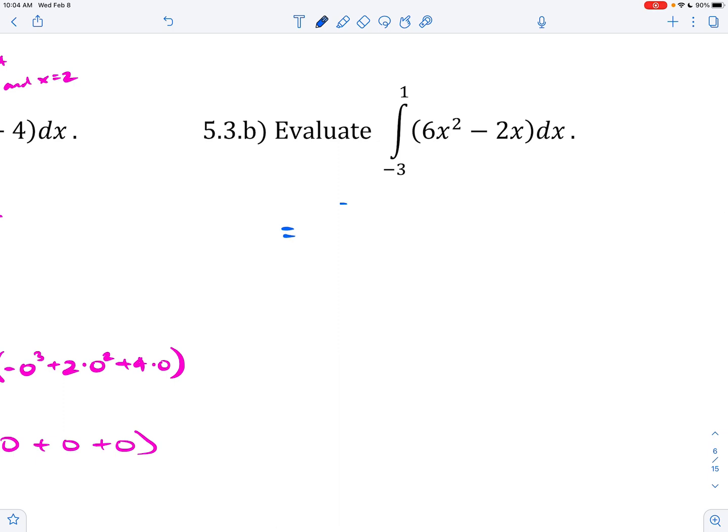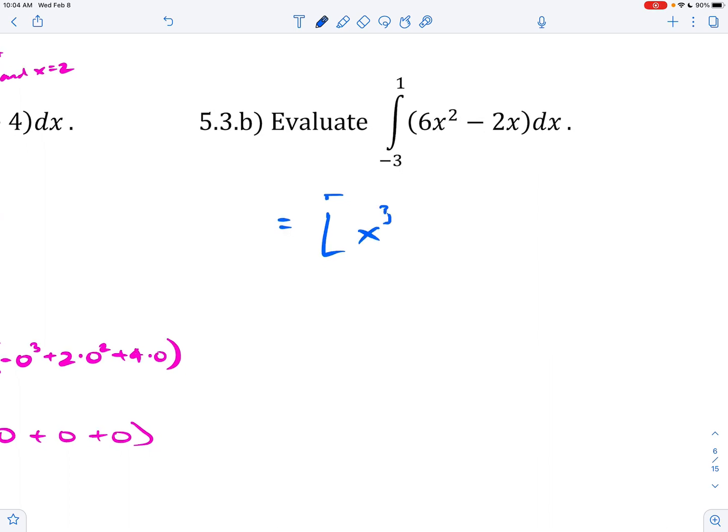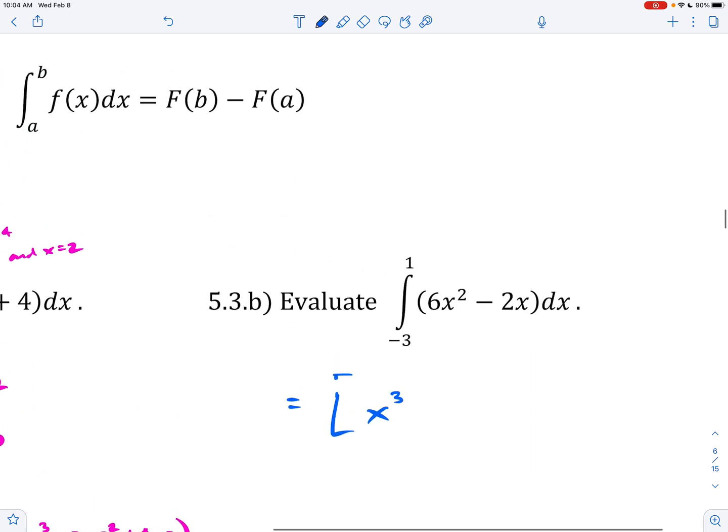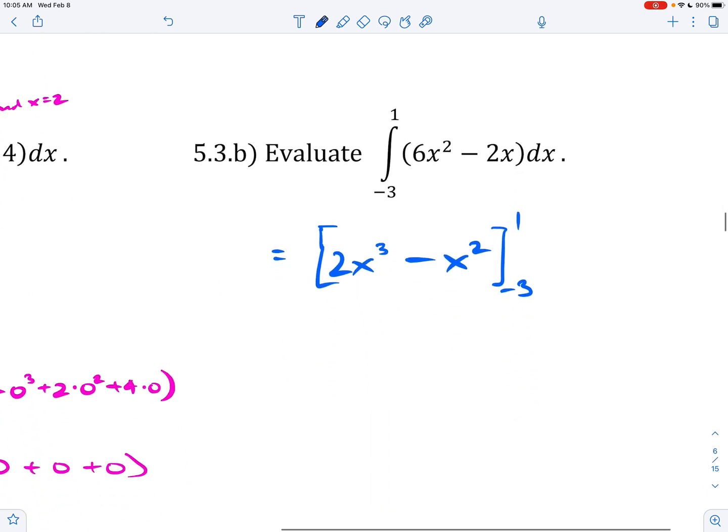So this is equal to the antiderivative of the thing. So that came from x cubed. But it must have been 2x cubed. Derivative of this is for sure 2 times 3 is 6. Drop the exponent, power 2. Excellent. And then antiderivative of -2x is -x squared. And I'm going to take this from a bottom value of -3 to a top value of 1.